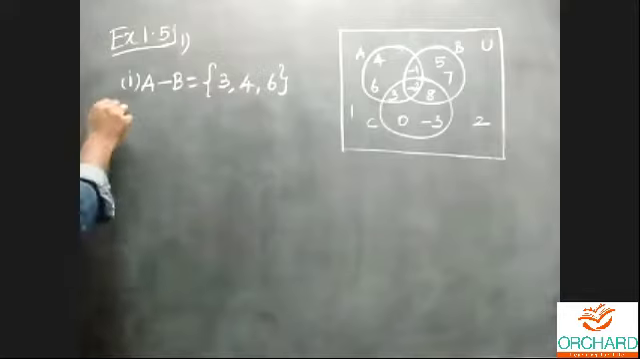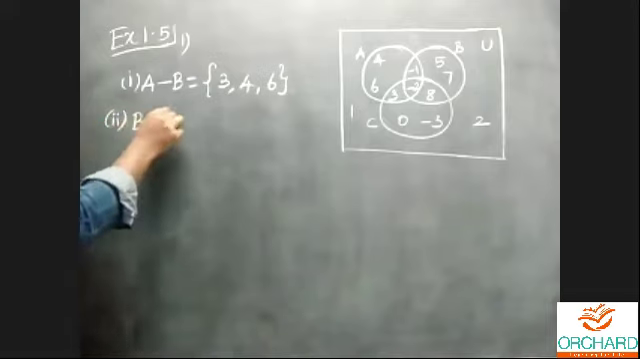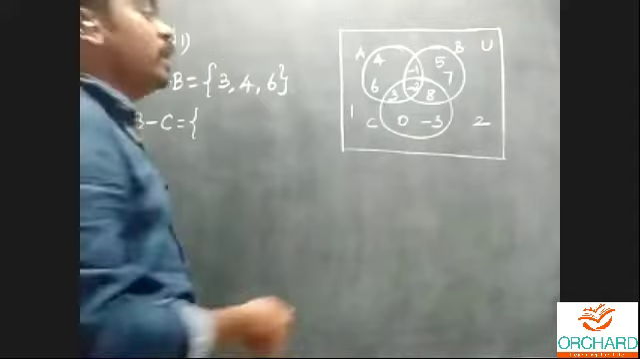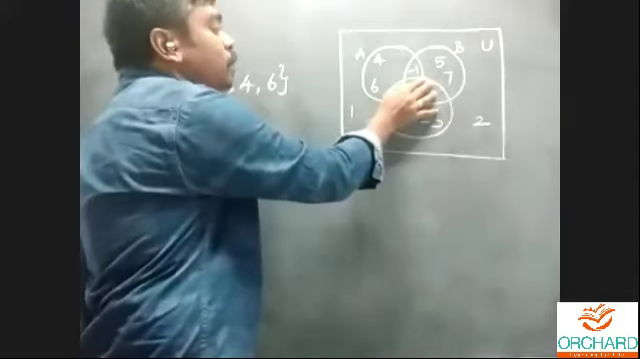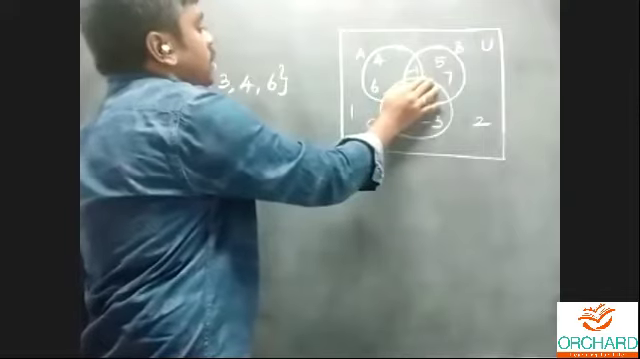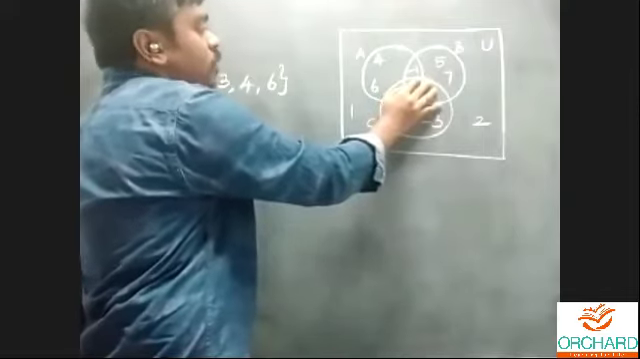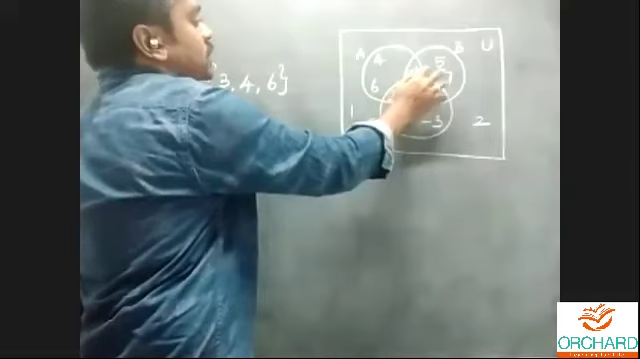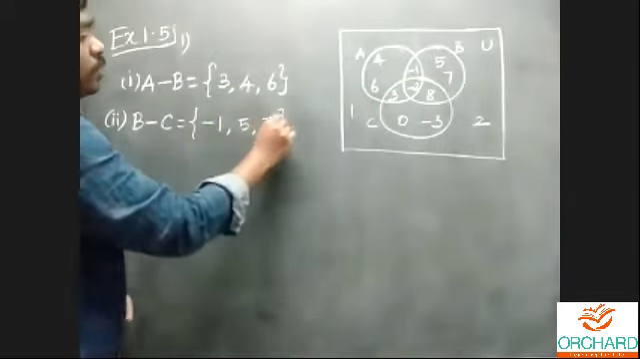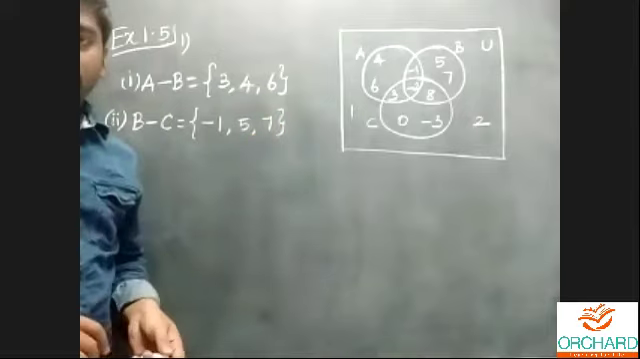Second subdivision: B difference C. What is meant by B difference C? To remove the elements of C completely from B, that is, hide set C fully. What are the remaining elements? -1, 5, 7, arranged in order. So B difference C is -1, 5, 7.